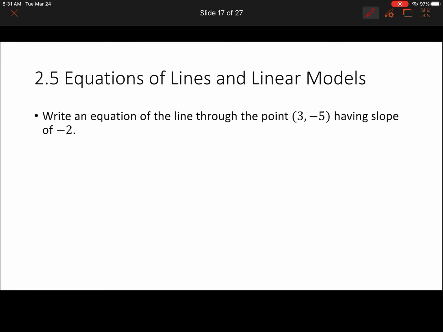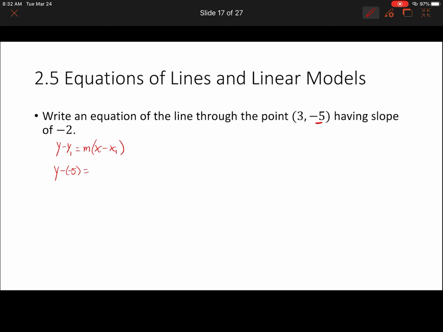So if we want to write the equation of the line that goes through this point, (3, -5), and has a slope of -2, we can use our point-slope form, which again is y minus y sub 1 equals m times x minus x sub 1. In place of the x sub 1 and y sub 1, we're going to put our point, and then we're going to put our slope in place of the m. And so we just need to substitute our numbers in.